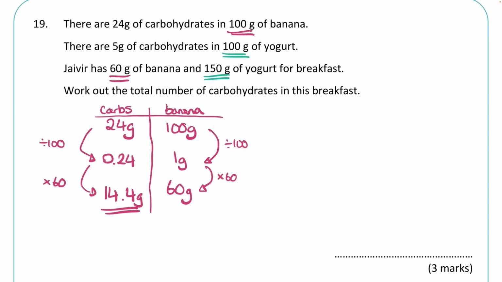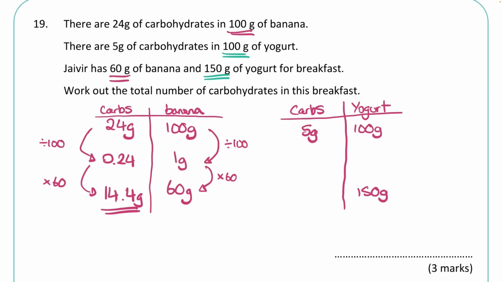I need to do exactly the same with the yogurt. So I'm going to do exactly the same over here. You don't necessarily have to draw this into a table, but I do think it looks really visually quite nice whenever I'm dealing with anything which is in direct proportion. So for this one, we have 150 grams of yogurt that we're trying to get to. So I need to put that down the bottom as we don't have any information for that. So 150 grams of yogurt down here. There we go. And we were told that there are 5 grams of carbohydrates in every 100 grams of yogurt.